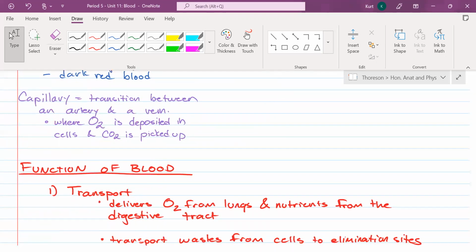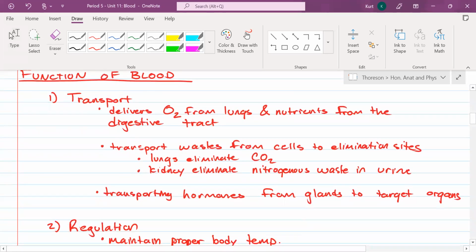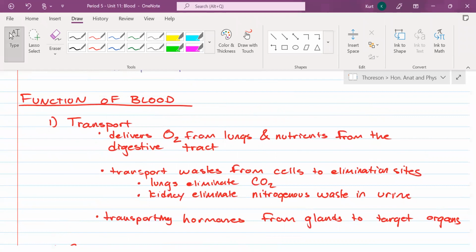As for the various functions of blood, there are three functions: transport, regulation, and protection. Let's go over transport first. Your circulatory system circulates solutes all throughout your body. One such solute is oxygen.